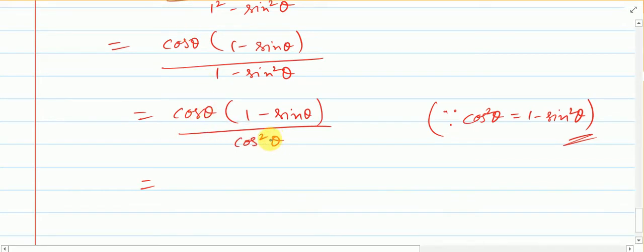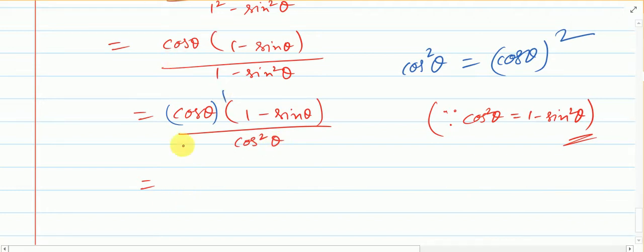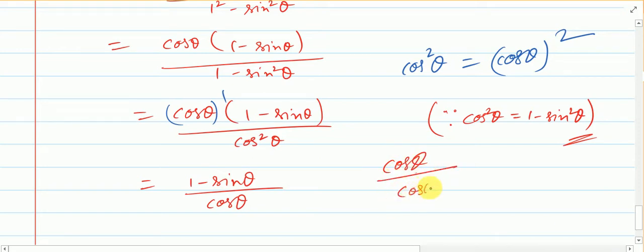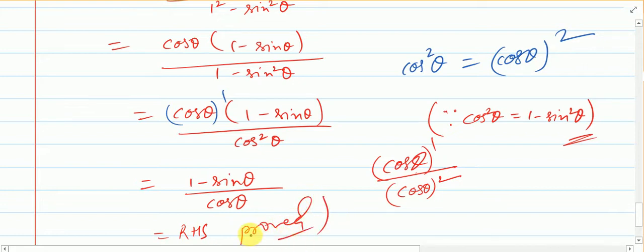Now here we have cos theta and here we have cos square theta. Cos square theta means cos theta whole square. So up we have cos theta to the power 1, and down cos theta whole square, so one will get cancelled. You will be left with 1 minus sine theta upon cos theta, and this is your right hand side. Proved.